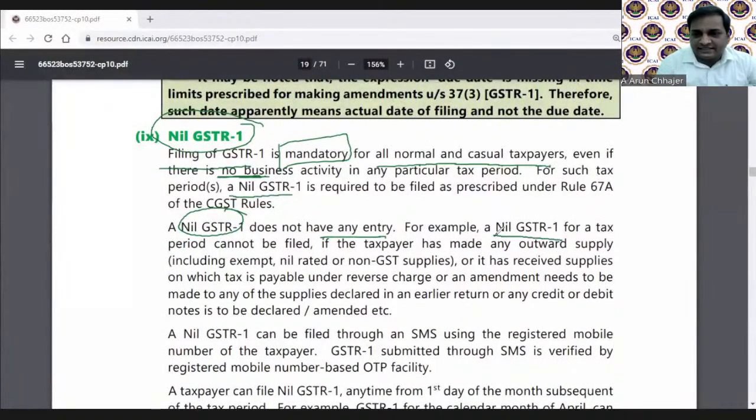For example, nil GSTR1 for a tax period cannot be filed if I have some outward supply, some exempted nil rated supply, some debit note, credit note. It means if I have any information, it is not the nil GSTR1. Nil GSTR1 means no transaction, not taxable, not exempt, not B2B, not B2C, not inter, no transaction. Then I can go and file the nil GSTR1.